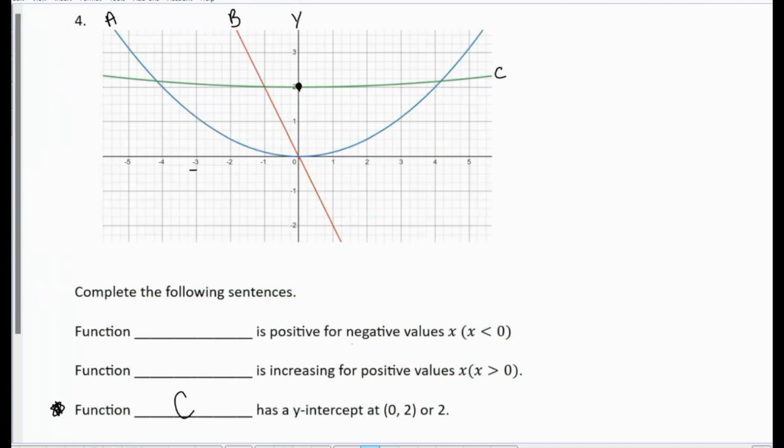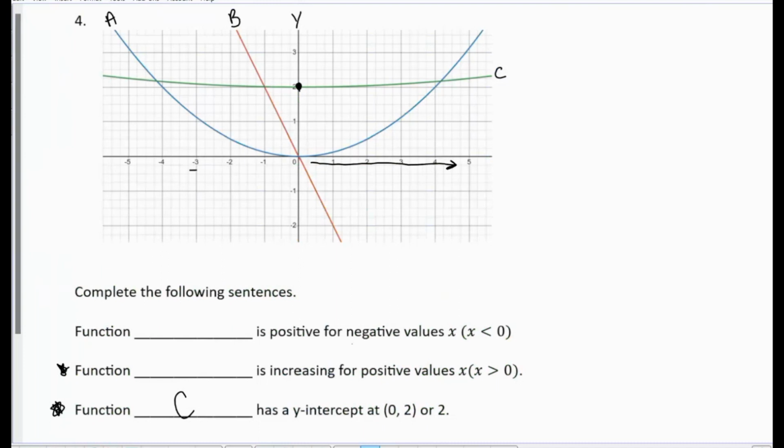All right, the function blank, let's look at the second one now. Function blank is increasing for positive values, x is greater than 0. So I'm going to go when my x's are greater than 0, when these are bigger, which of my graphs are increasing?